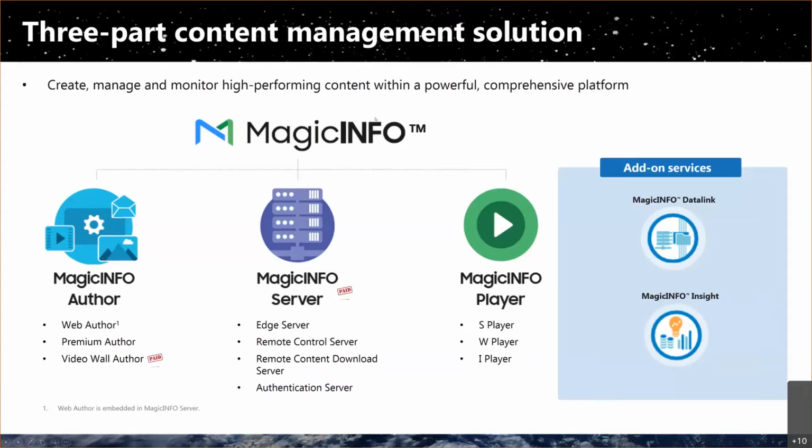In addition, we also have certain add-on services like the MagicINFO data link service. So a lot of times you have a requirement to pull in dynamic data items from different locations. Data link is precisely meant to do that. So if you have data residing on a database or XML file, data link can pull that data and then provide dynamic content to MagicINFO templates that you see on the screen.